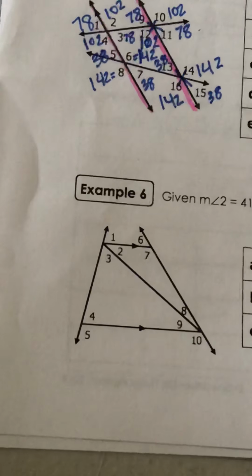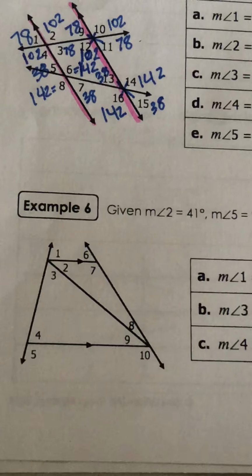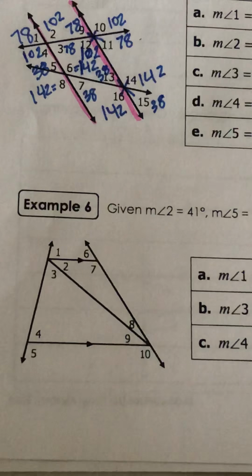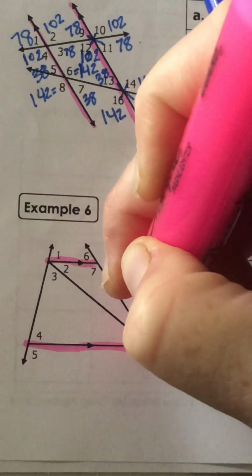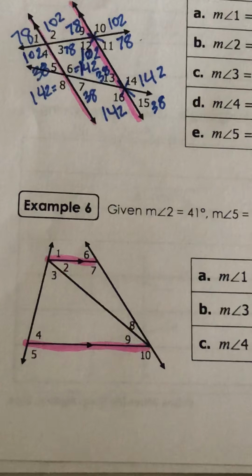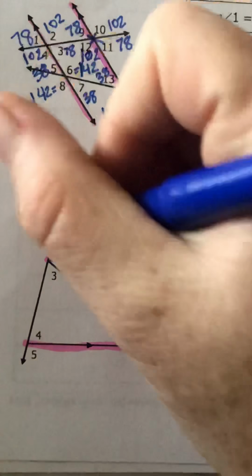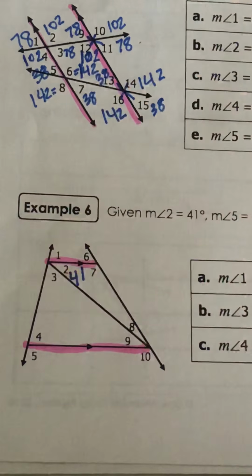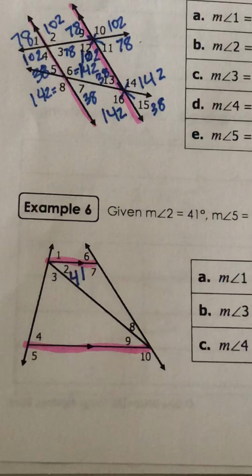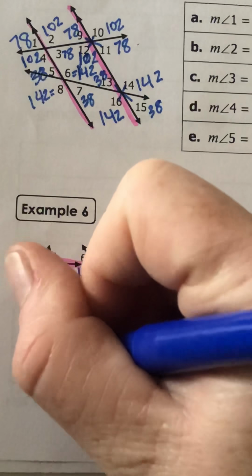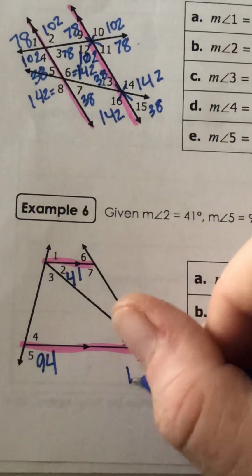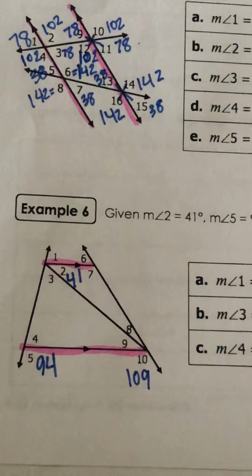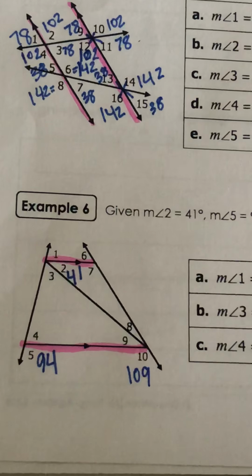All right, last one, example 6. Okay, so our parallel lines here are the ones with the triangles, so we can only really use our theorems within those parallel lines. So measure of angle 2 is 41 degrees. Measure of angle 5 is 94 degrees. And measure of angle 10 is 109. Okay, find the missing measures of each angle.